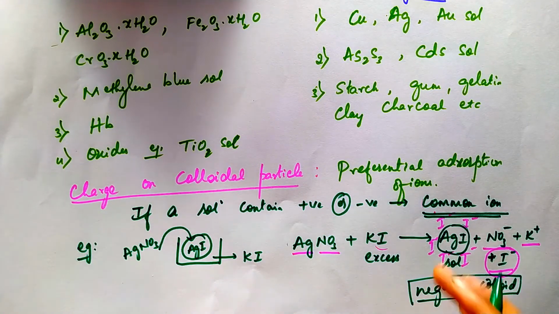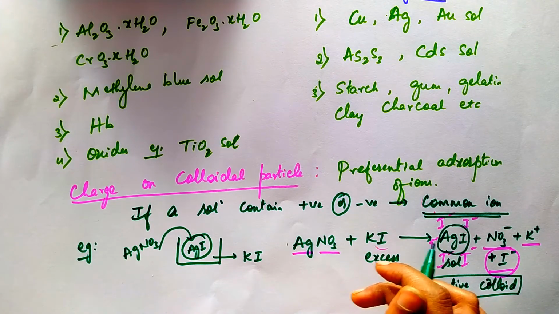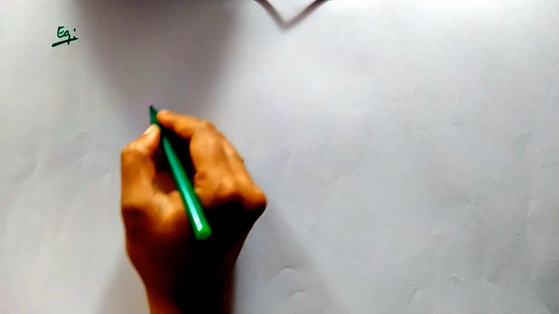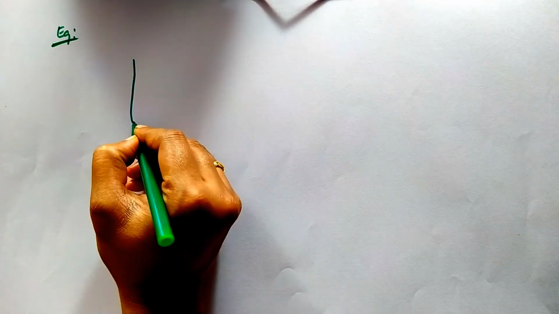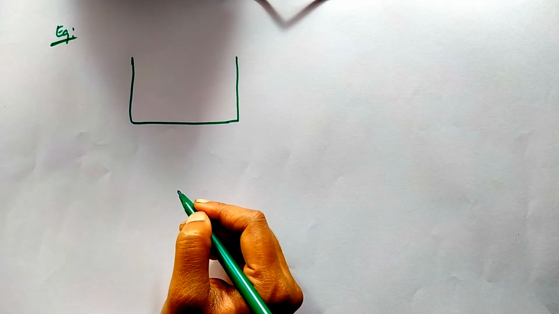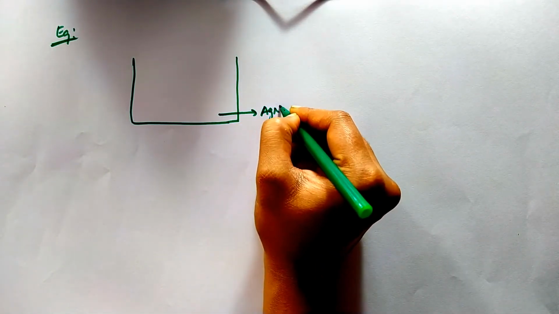This is how the colloidal particle gets charged on its surface. This is the first example. Okay, next let us move on to the second example. So one more example. In the same way, I am taking a beaker, and in this I have taken AgNO3 solution.